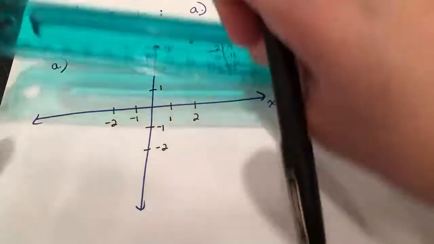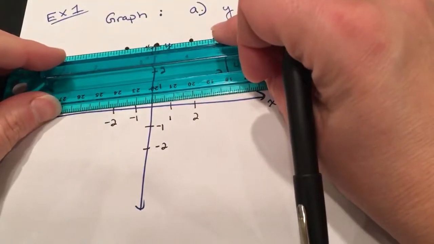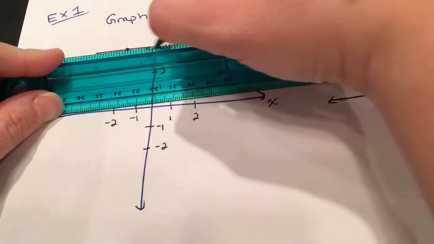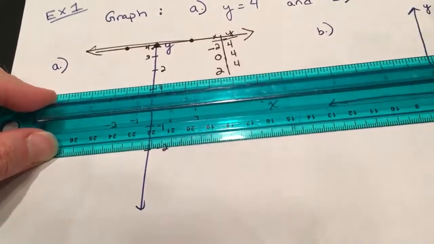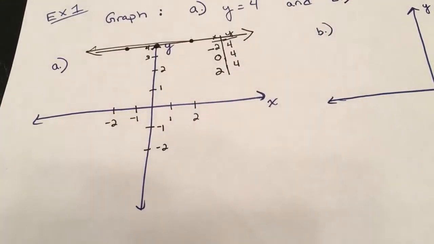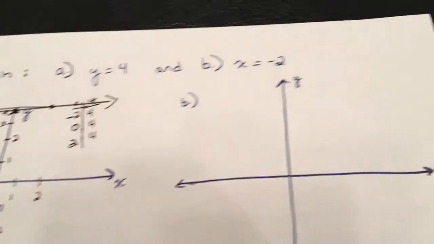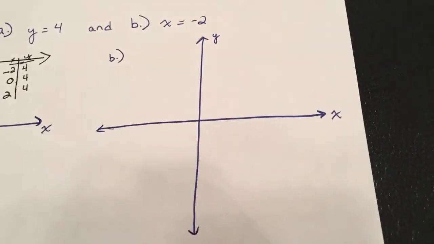I take a straight edge, a ruler, connect them, extend the line, and draw the arrows at the ends. Sorry, it's a little messy. But you get the idea. It's a horizontal line. Okay, let's take a look at x equals -2.